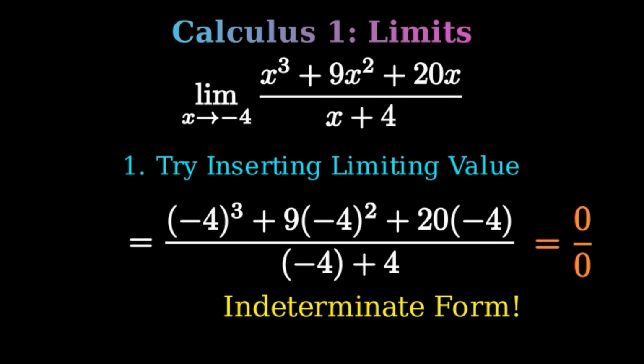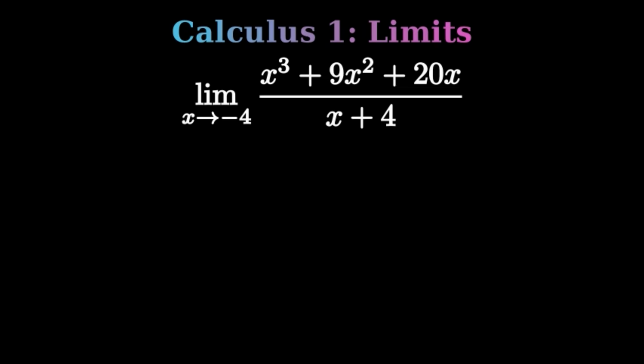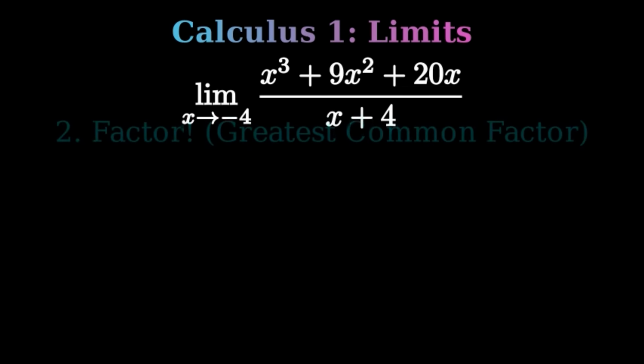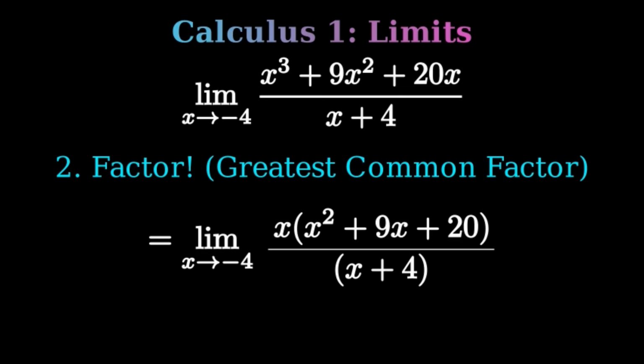Well, in this case, I'm staring at the numerator and it looks like we can do something with that, right? Well, they all have something in common. They all have an x. I can factor an x out of all of them. So the first thing I'm going to try to factor is the greatest common factor. Let me pull an x out of each one of those three terms. And if we do that, we'd have the limit as x approaches -4 of x times (x squared + 9x + 20) over x + 4.